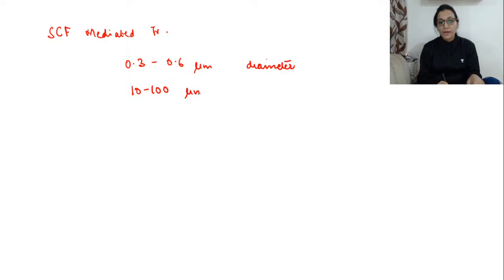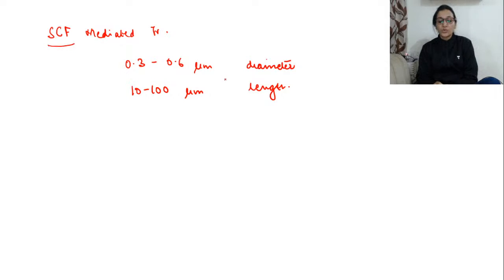Now we'll be seeing silicon carbide fiber mediated transformation. In this, the silicon carbide fibers are about 0.3 to 0.6 micrometer in diameter, and they are 10 to 100 micrometer in length. These fibers are capable of penetrating the cell wall and plasma membrane, and thus they can deliver the DNA into the cells.